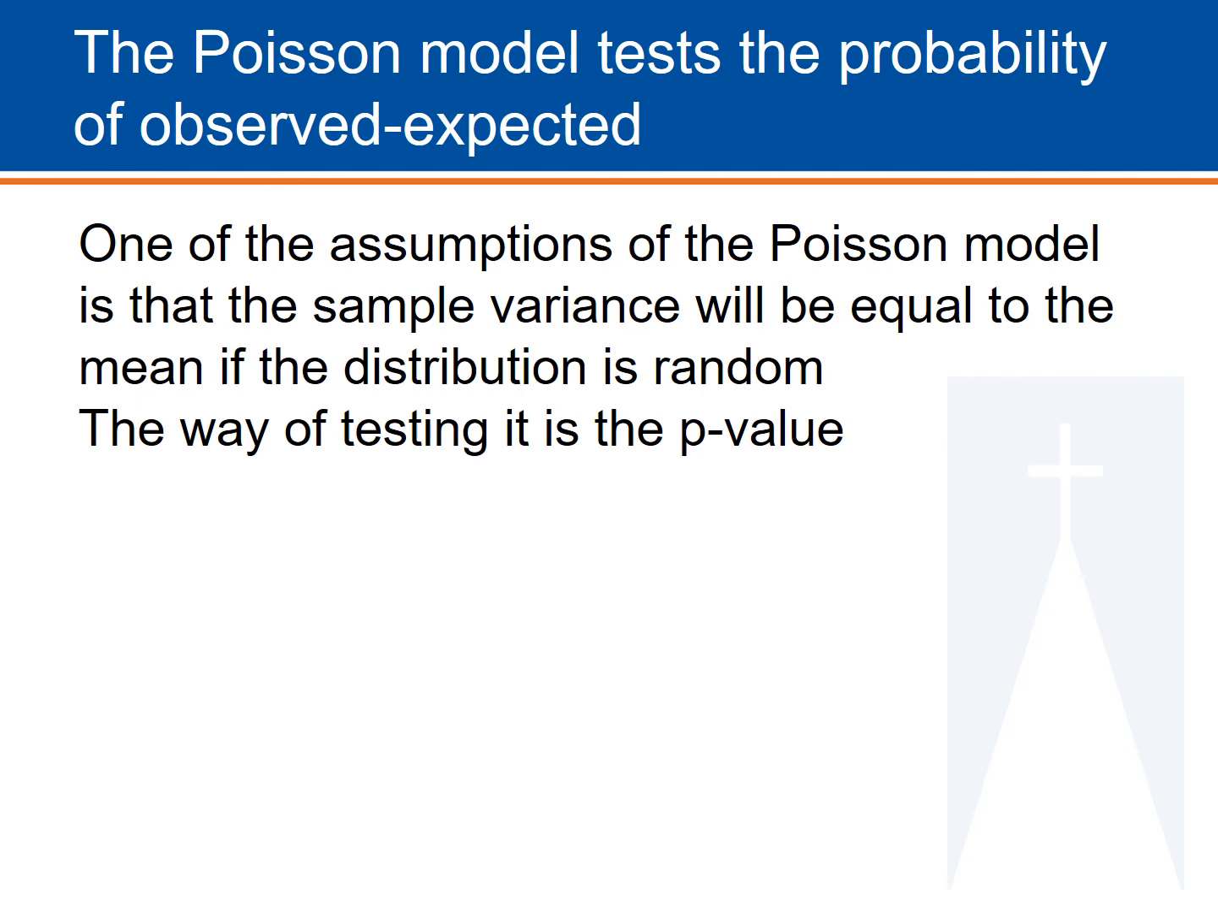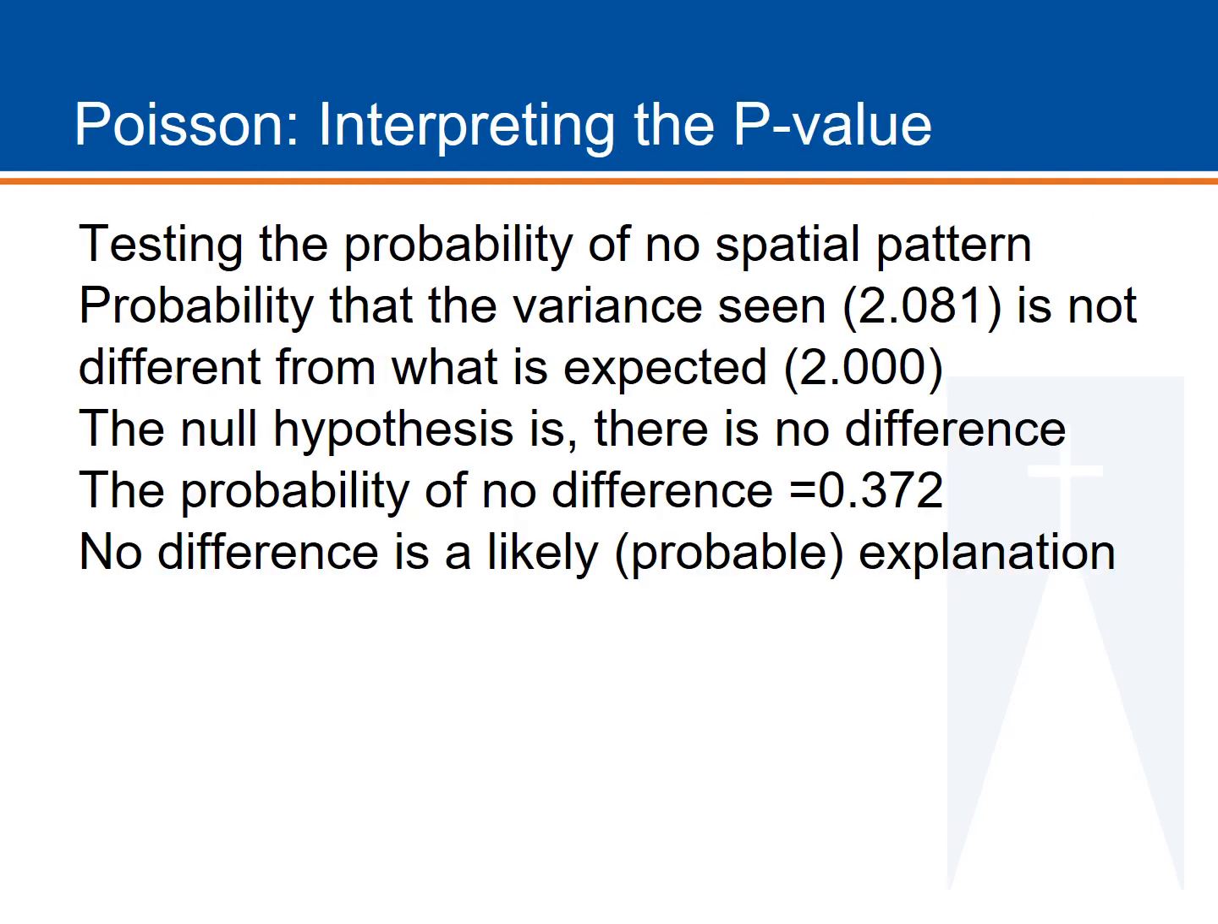The Poisson model tests the probability of observed in relation to expected. One of the assumptions of the Poisson model is that the sample variance will be equal to the mean if the distribution is random. The way of testing it is by way of the p-value.